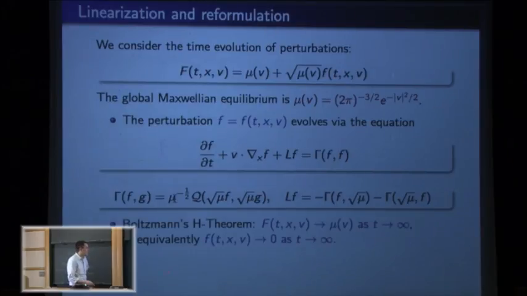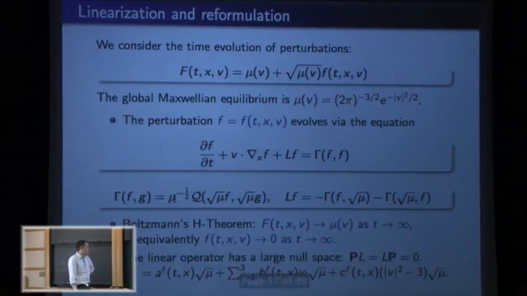Boltzmann's H theorem predicts that f converges to mu as t goes to infinity, which predicts that lowercase f converges to 0 as t goes to infinity. And this problem is hard because the linear operator has a large null space. You have this projection, which is 5-dimensional in velocity, but it's infinite dimensional when you include the t and the x variables, and it sends L to 0. And this is not an artifact of the linearization. There's a similar projection for the nonlinear problem.